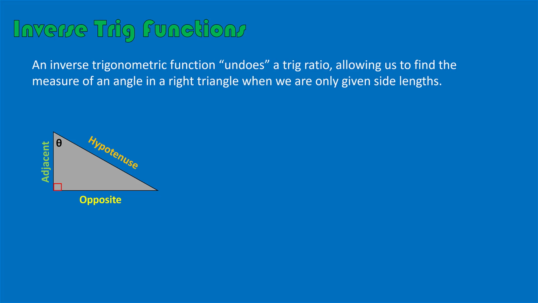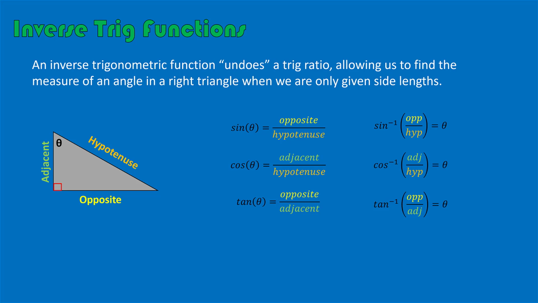So if I had a triangle like this, where theta, opposite, hypotenuse, and adjacent are there, we could have our three trig ratios, sine, cosine, and tangent. Opposite over hypotenuse, adjacent over hypotenuse, and opposite over adjacent. The inverse allows us to solve for theta. So what happens is when I do the inverse, I have sine inverse, that little -1, and then I have the ratio inside now and theta on the other side. So they've swapped places.